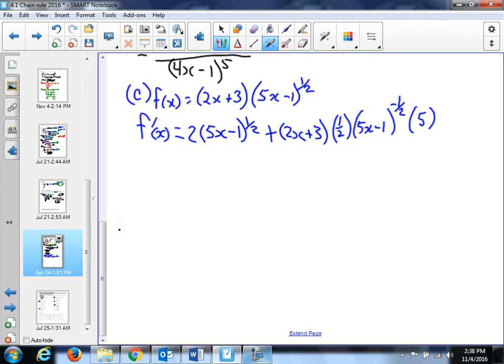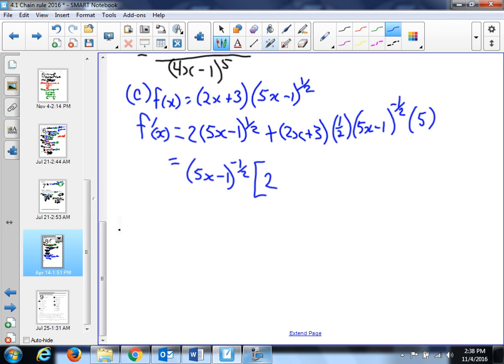So, I'll go with his suggestion. Some people might have suggested something else first. That's fine. This is good. 5x minus 1, negative 1/2 is the smallest exponent. What am I left with? I'm left with 2.